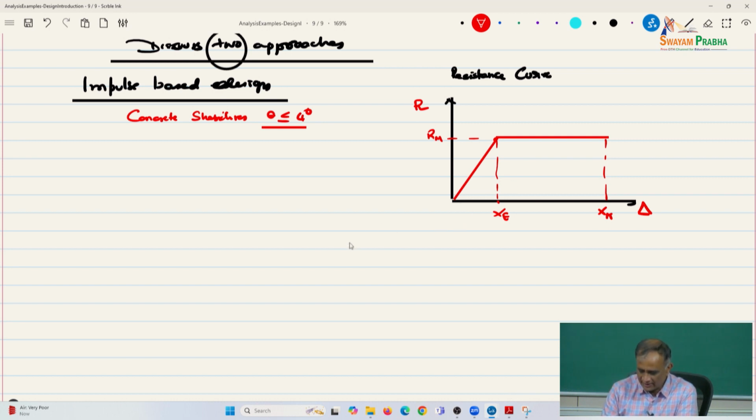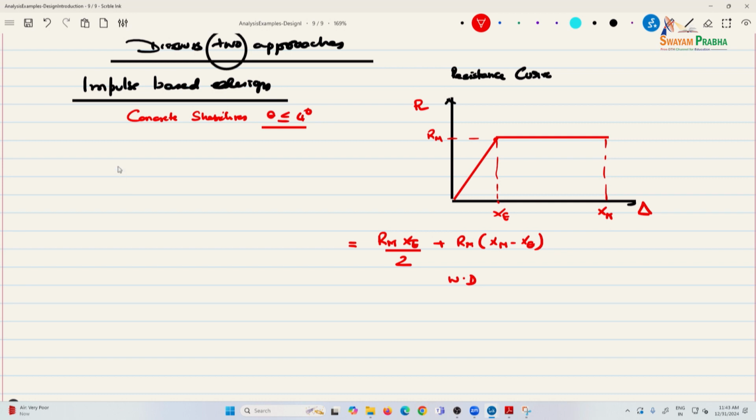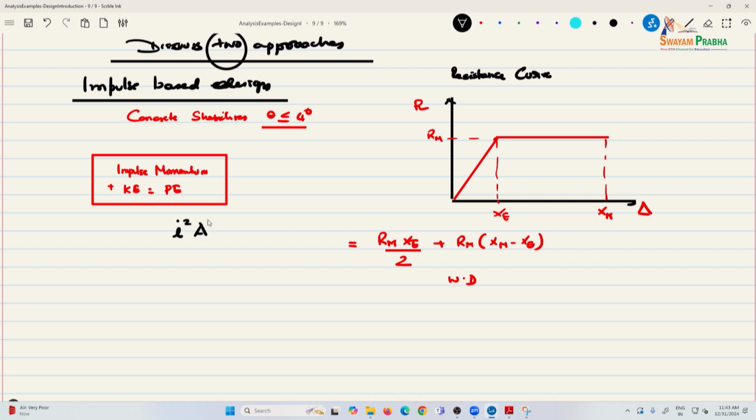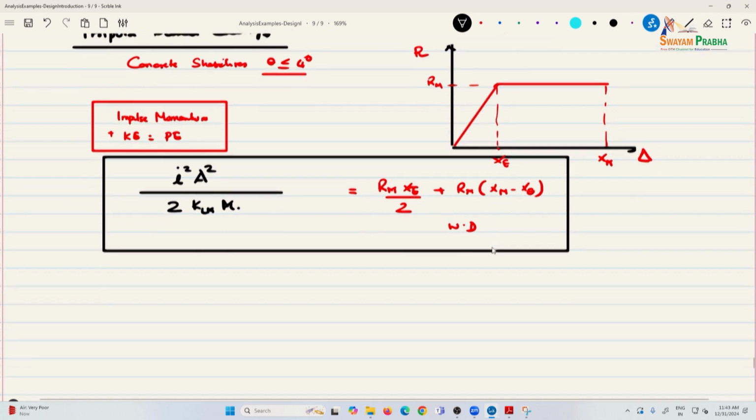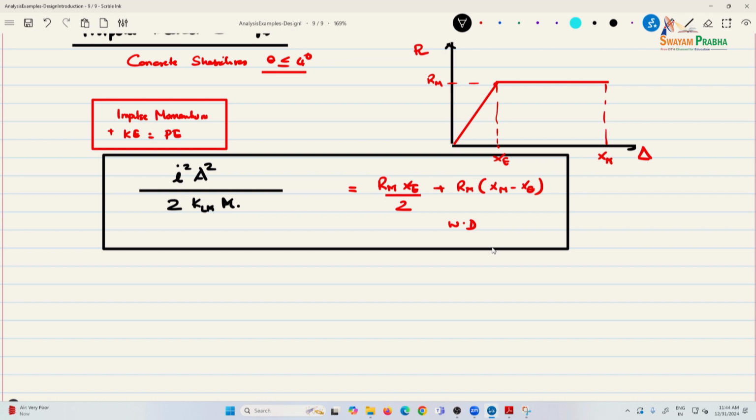On the side, the work done, if I look at the area under the curve, is Rm multiplied by Xe by 2 plus Rm multiplied by Xm minus Xe. So this is the work done, and using the impulse momentum principle, we have seen this before, kinetic energy equal to the potential energy, these 2 principles, you can derive the energy into the system in terms of impulse as I square area, this is area square divided by 2 KLM multiplied by m. So this would be the basis for an impulse based response, and you need to go back and check for it.